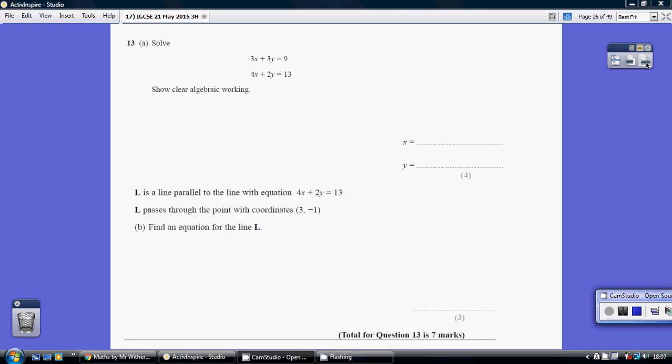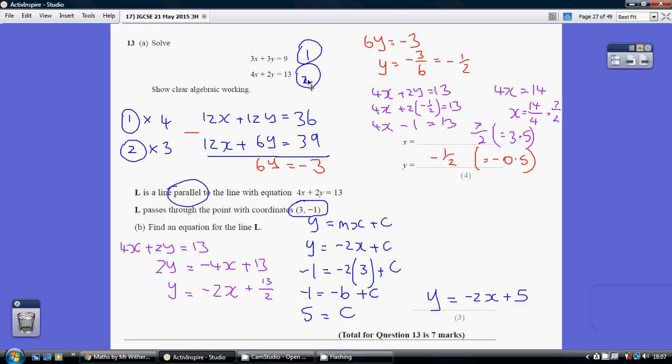Question 13. So I need to line up either the x's or the y's. So I need to get the same number of x's or y's. I'm going to choose to line up the x's. So I'm going to aim for 12 x's.